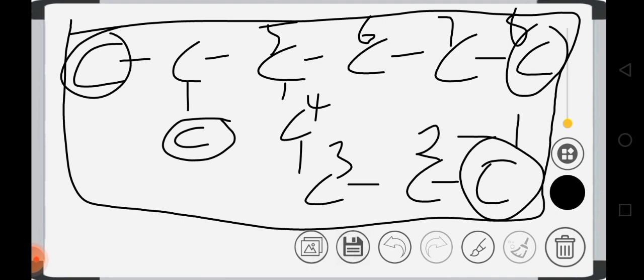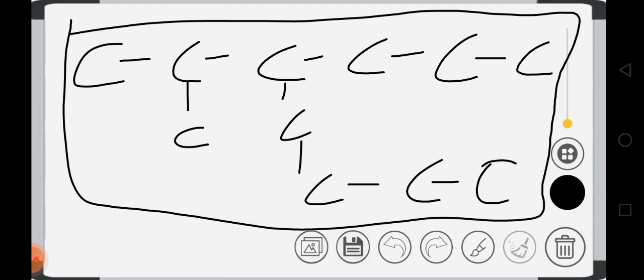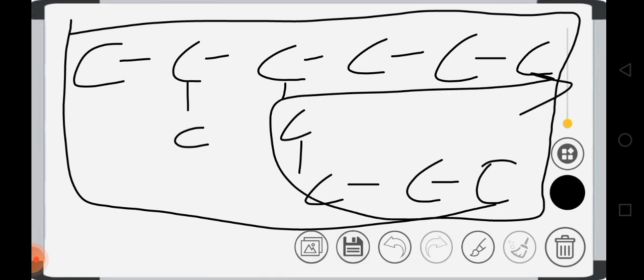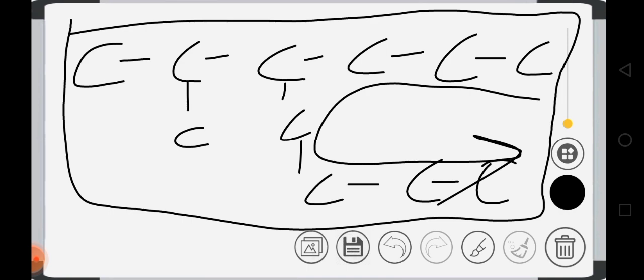Then you count from one end to the other end and check the one that gives you the greatest number of carbon atoms. That is the longest carbon chain, and that will be the parent name of the compound. So for example, the parent name of this one is number 8, which is octane, because that is the longest chain here. Let me also check this.